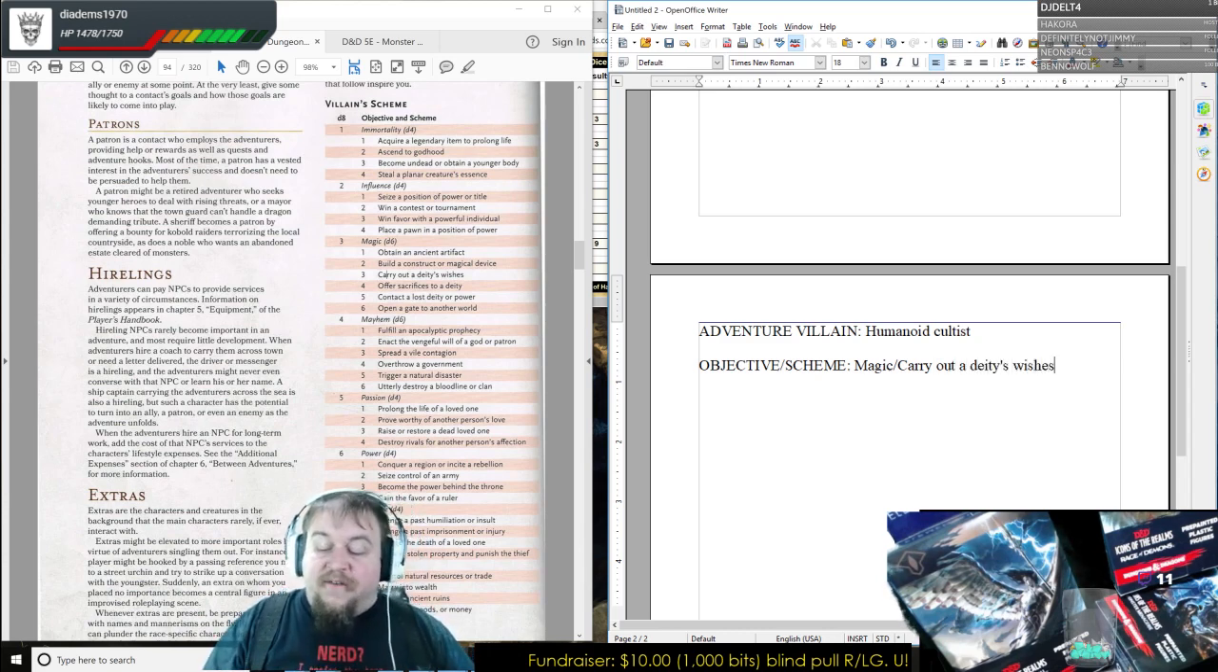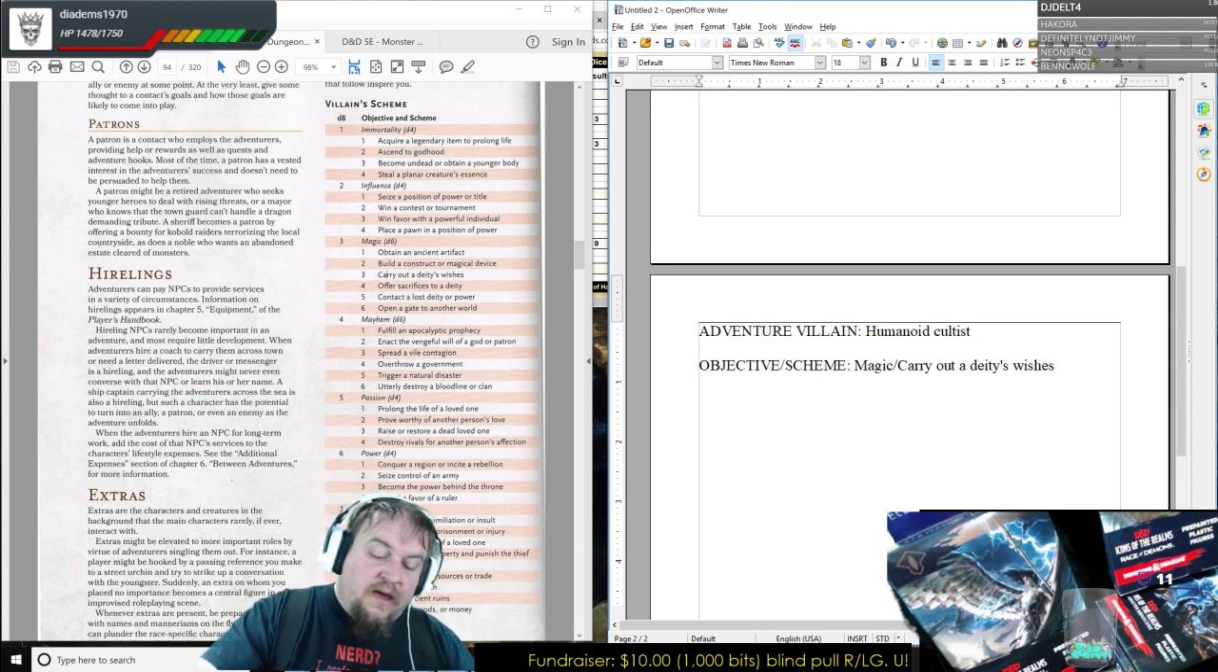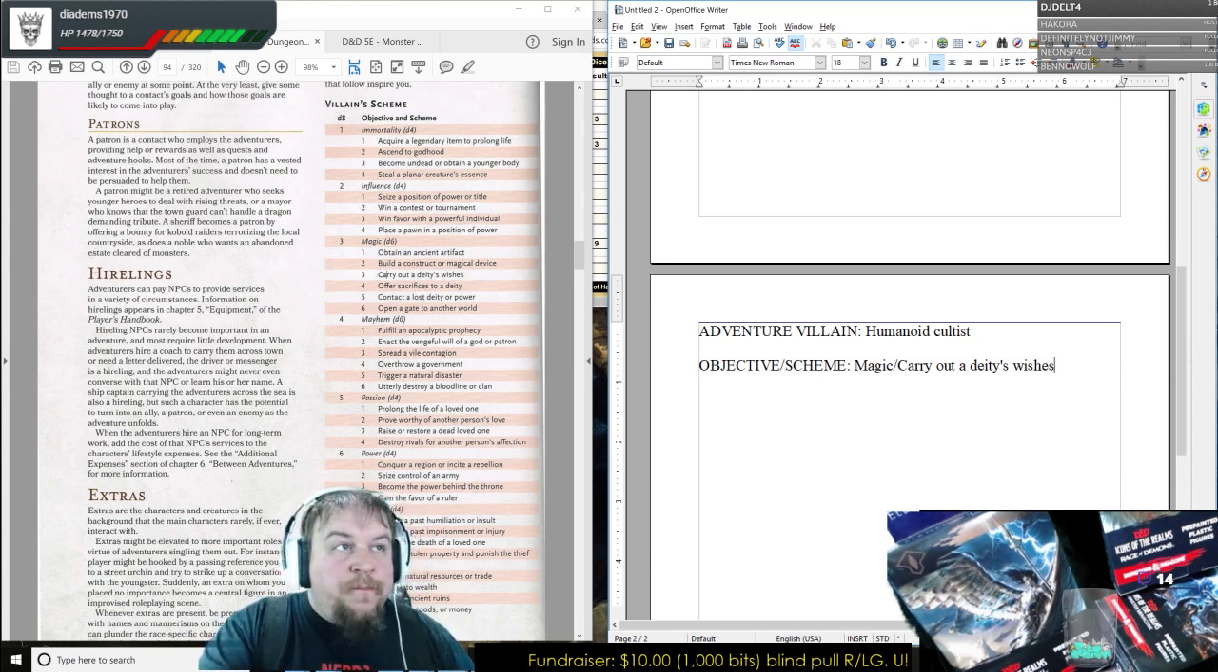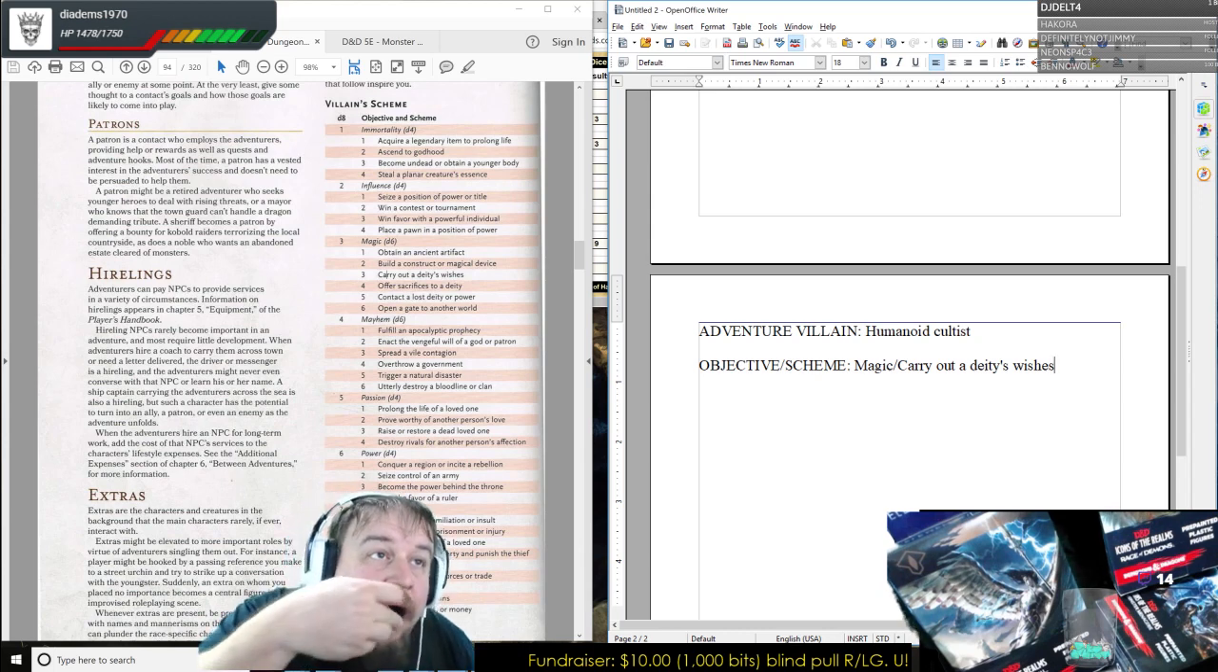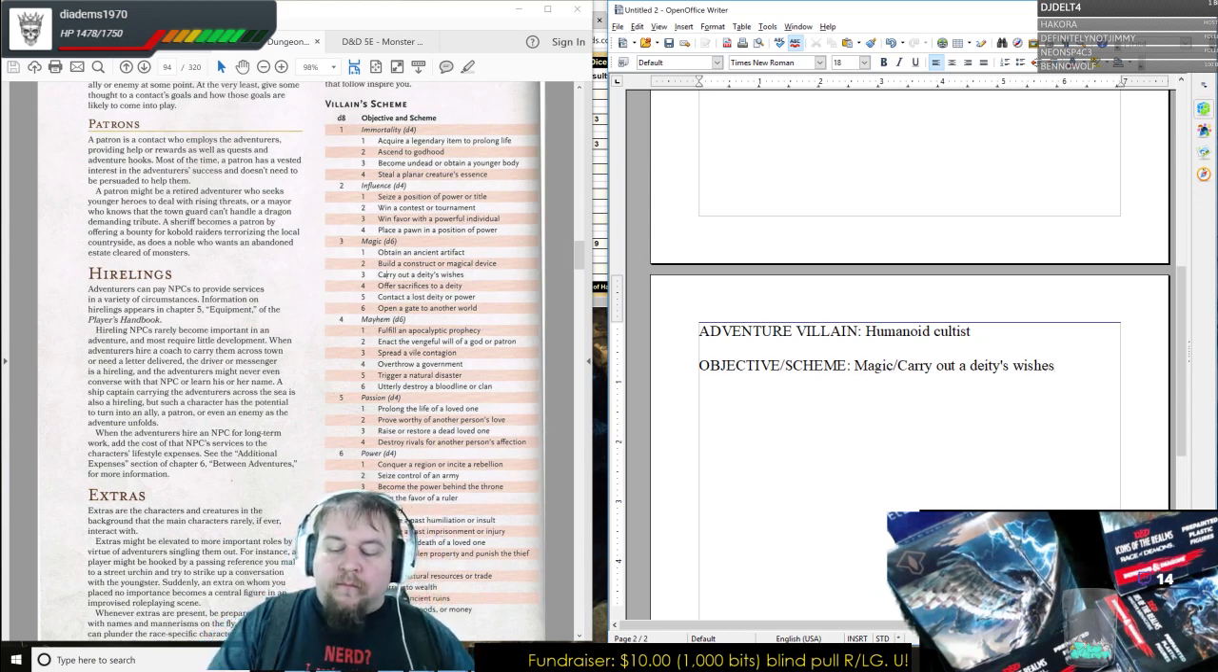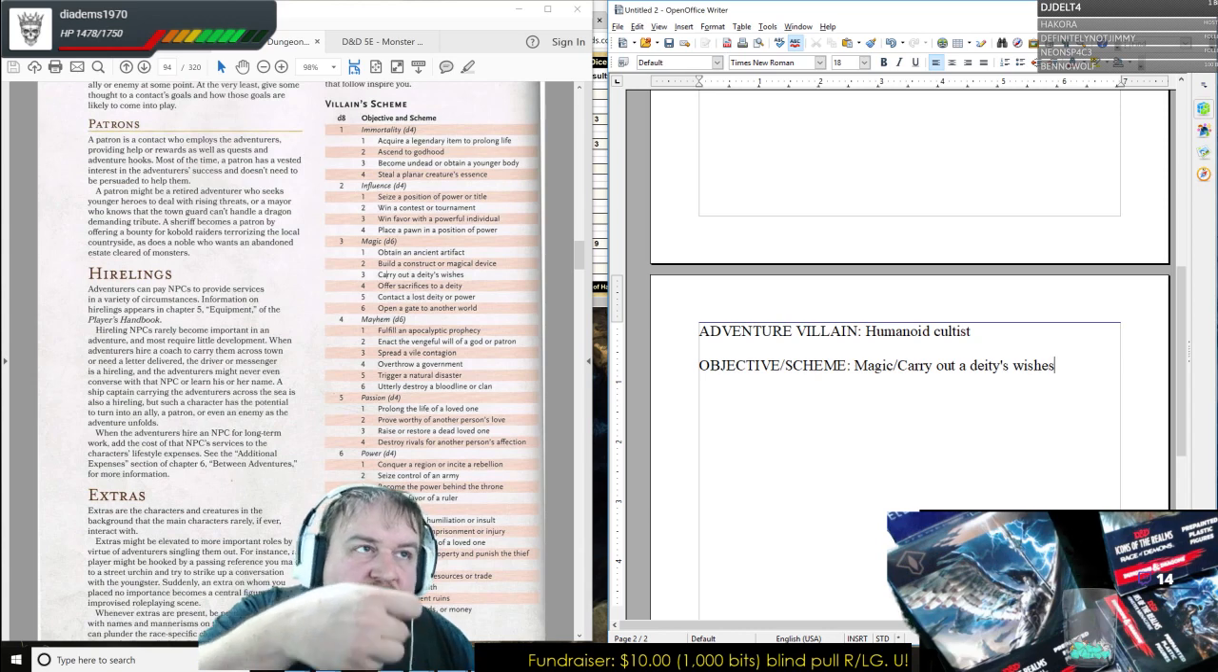Or, if he is a Rakdos cultist, and he views the demon Rakdos as a deity, then from his position inside the Orzhov Syndicate, he is going to be carrying out Rakdos's wishes. A red-black cultist inside a black-white organization. Interesting.